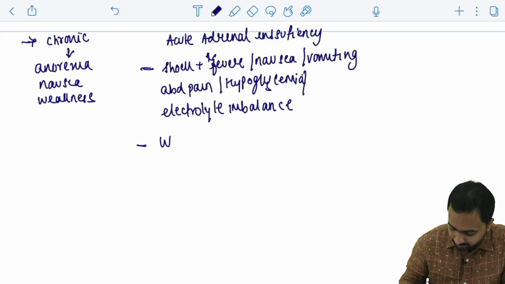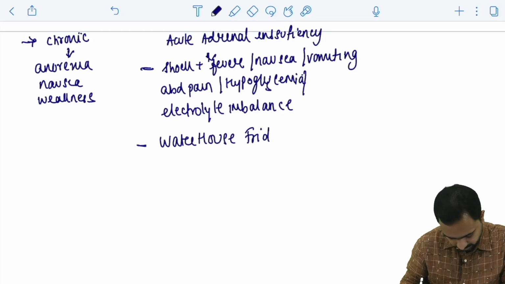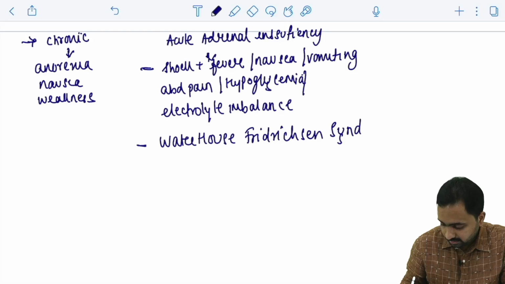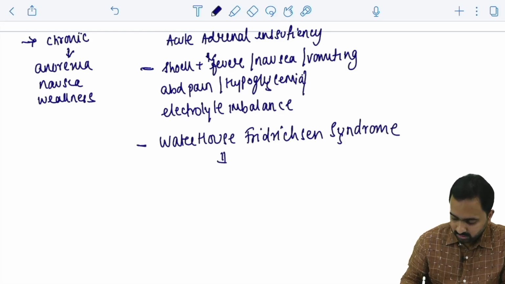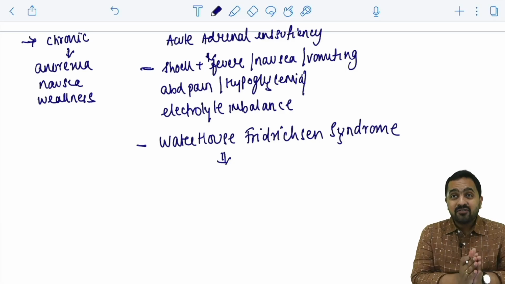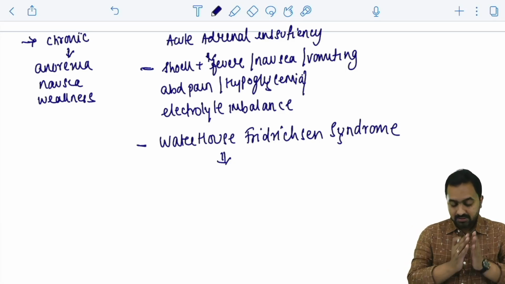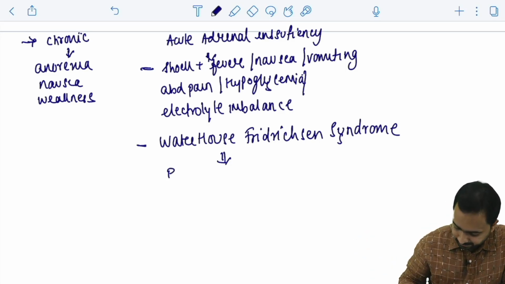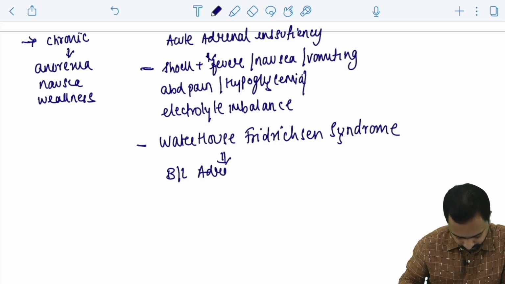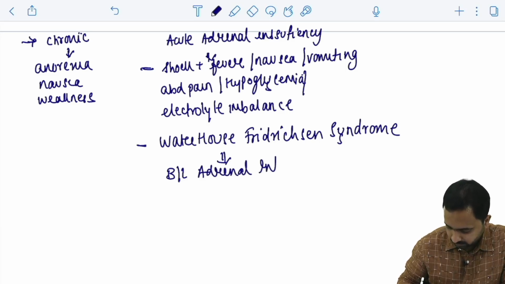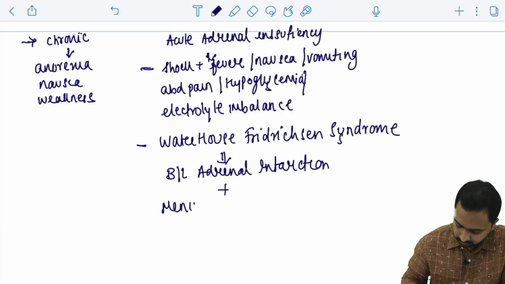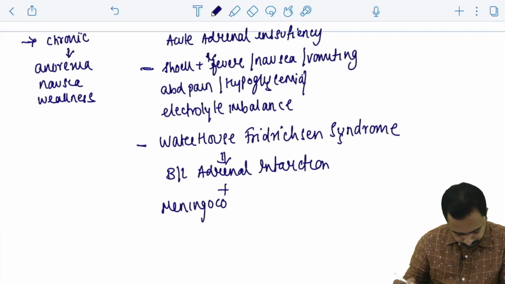Now, there is a famous MCQ which has been asked innumerable number of times and is a common repeated question regarding the Waterhouse-Friderichsen syndrome. So what it is, basically bilateral adrenal infarction plus hemorrhage plus meningococcal sepsis.